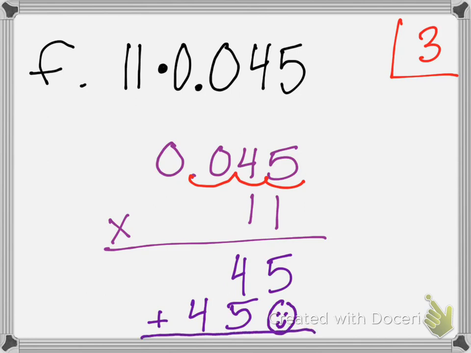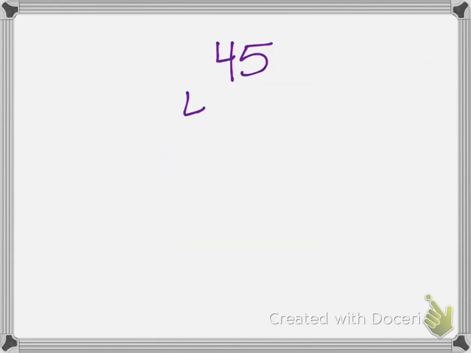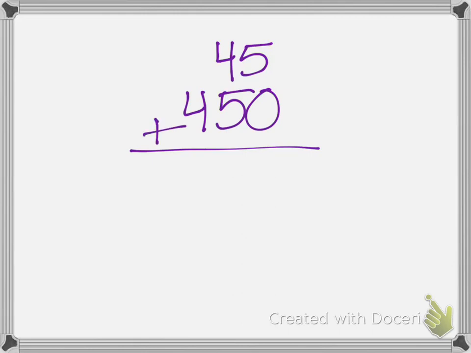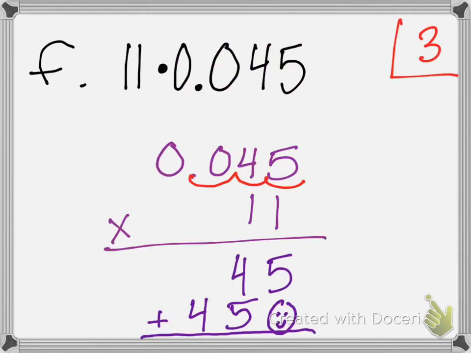Sadly, I don't think it'll let me scroll up. It just lets me zoom in. I don't like this. Hold on. We get 45 plus 450. What's 45 plus 450, Hannah? 495. Perfect, 495. But where do we move that decimal point back to?